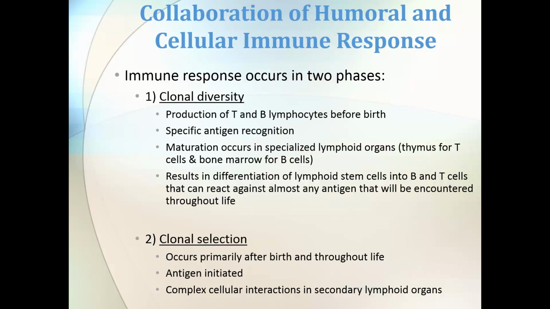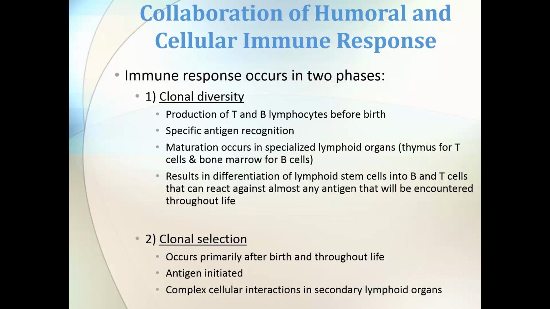This is more antigen initiated. So this is what happens after birth and throughout life when these branches of the immune system come into contact with antigens. Now you have a complex cellular interaction in lymphoid organs that elicits a response for either these B cells or these T cells to actually respond to their specific type of antigen. And that is termed clonal selection.